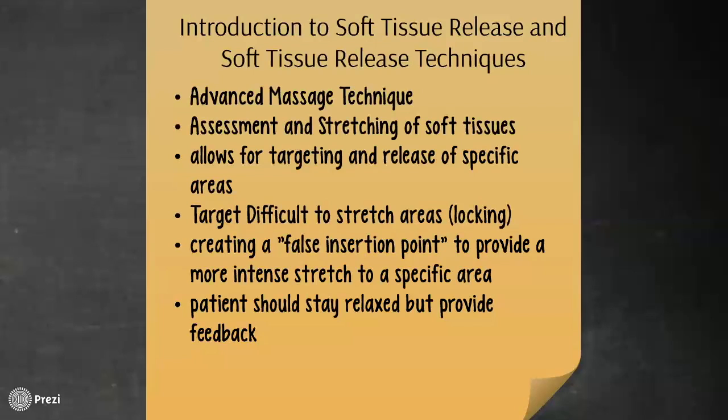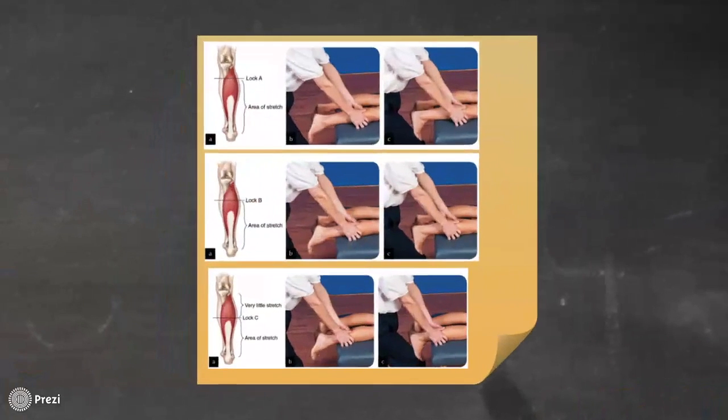So if the target area is really difficult, we can use a locking position. We do this by creating a false insertion point to provide a more intense stretch, of course, to a specific area. Looking at these pictures, you can see that when we primarily start, we usually just stretch a patient out. We're getting a good calf stretch on them. But say we want to limit the area of stretch that they're having issues with. So what we do is create that lock or that false insertion point by placing pressure, and then we put them through the stretch.